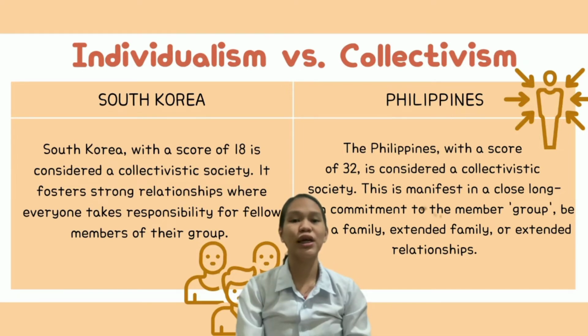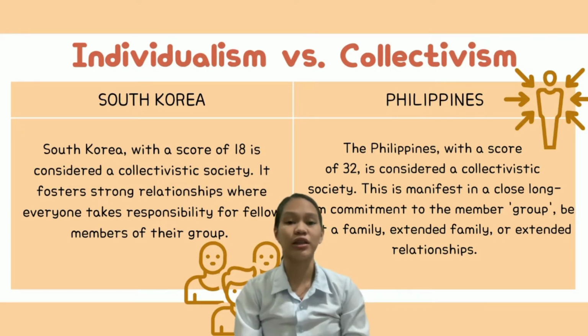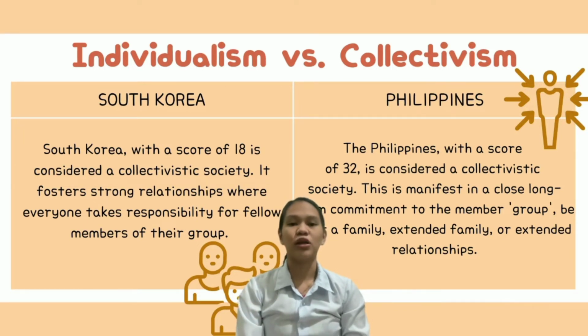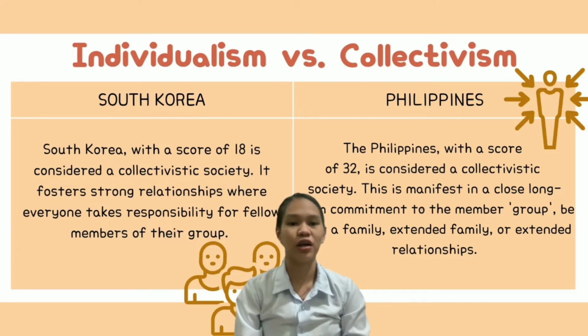So, sa South Korea naman, South Korea scored 18. That's why they are also considered as collectivist society because they are also very family-oriented. Their loyalty towards their family and others that they have strong relations with. An example of this is if a young person was on their way to college, instead of choosing their own preference, mas pinipili nila kung alin ang gusto ng pamilya nila.